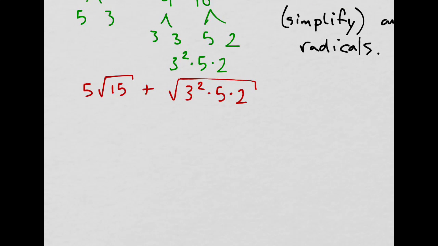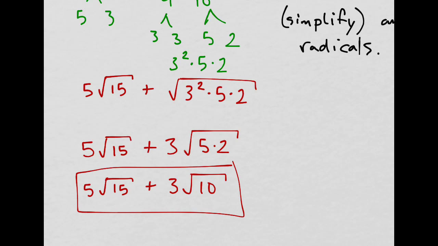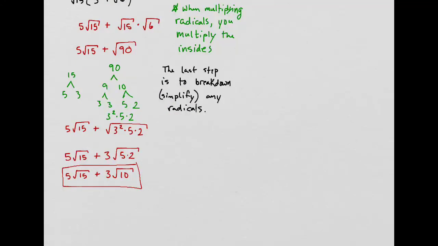So what do we have? We have 5 square root of 15. This is beautiful. Plus the 3 comes out, no more squared. And then 5 times 2 on the inside, you just leave that, but that's just 10. So it's 5 square root of 15 plus 3 square root of 10. And there's your answer. That's as much as you can go. We'll do one more, and then you should be able to do the rest of the problems through 14.